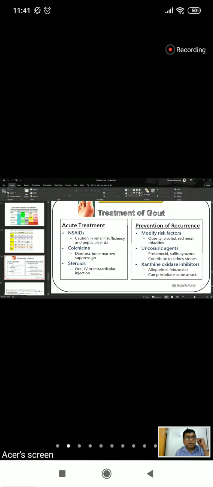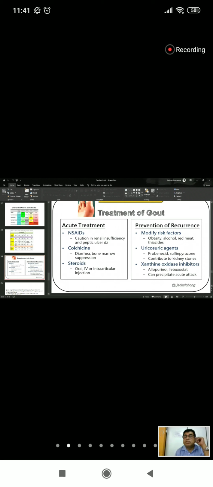So treatment here is NSAIDs. We have to be careful with renal insufficiency. And then colchicine, if NSAIDs are contraindicated, but the problem is you can get diarrhea and bone marrow suppression. Steroids, that's the acute treatment. In the acute phase, we don't give allopurinol or febuxostat.